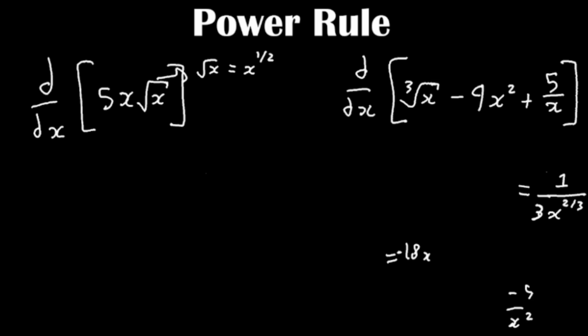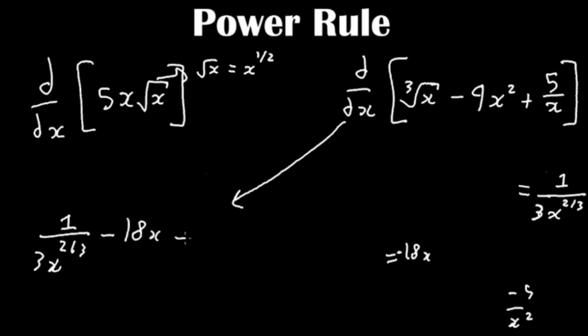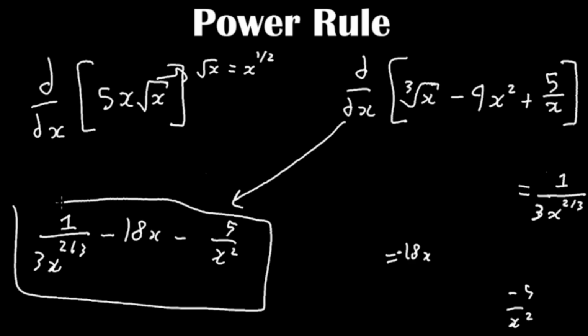Alright, so those are our derivatives we found. Now we just add them together. So our final answer is going to be 1 over 3x to the 2/3 plus, or we're adding negative 18x, that's the same thing as subtracting 18x, minus, because we have a plus negative 5 over x squared, that's the same thing as minus 5 over x squared. Alright, that is our final answer.